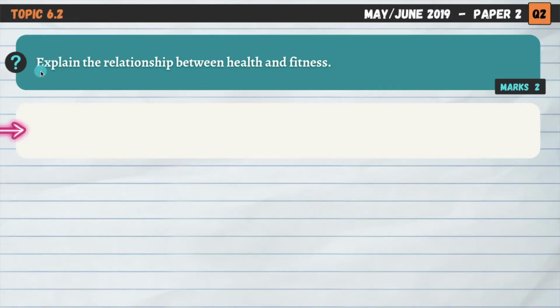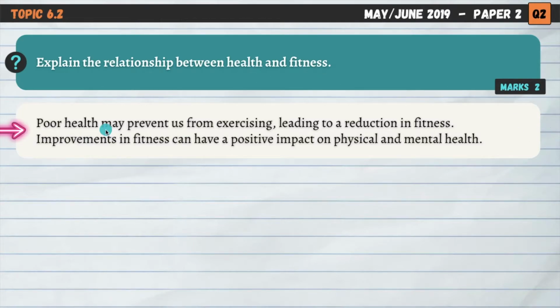Okay, next question. Explain the relationship between health and fitness. Okay, so there are lots of points we could make here. The relationship between health and fitness means, how do these 2 things interact? For example, if we have good health, how does that relate to our levels of fitness? If we have good fitness, how does that relate to our levels of health? And the same for if either of these are in bad condition as well. So let's make a couple of points.